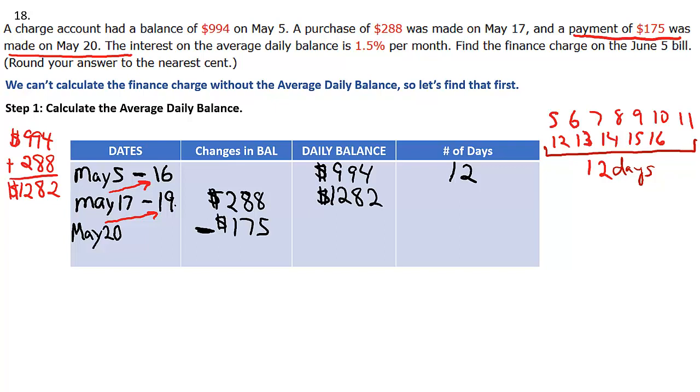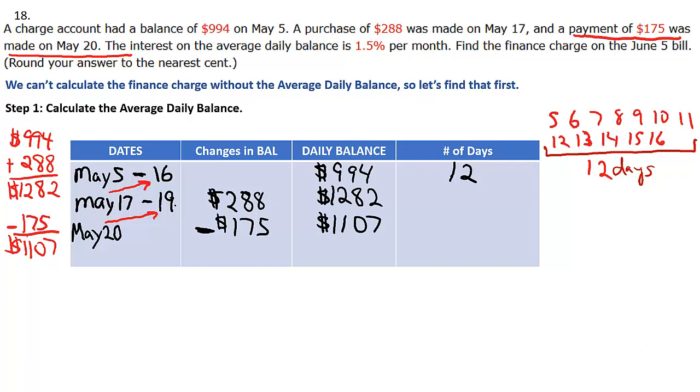That payment on the 20th was $175. That payment reduces your daily balance, so that's like a negative $175. And if you take $175 away from that $1,282, which was the previous daily balance, you get $1,107. So the daily balance now is $1,107.